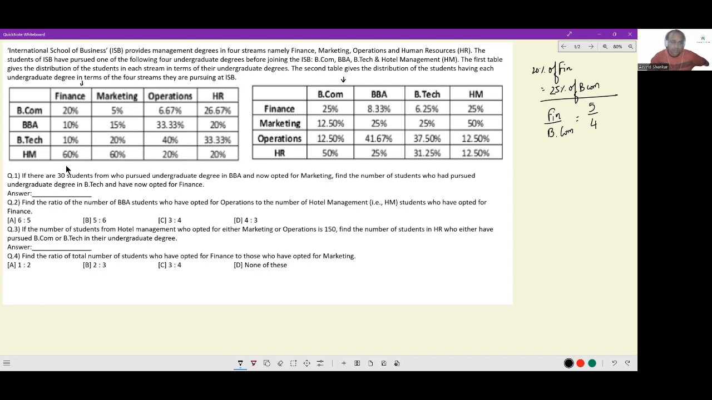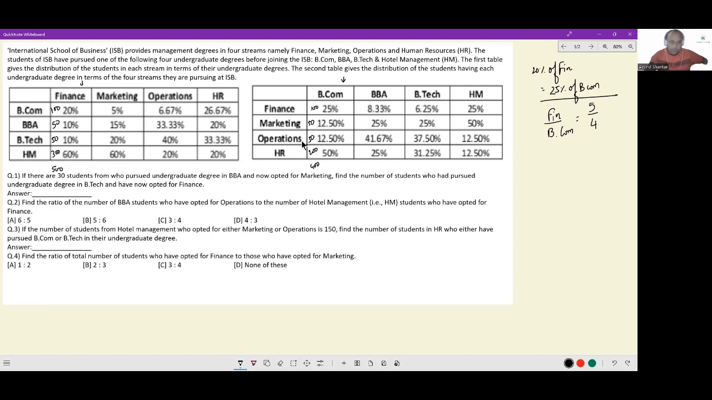Let's say there were 500 finance people and there were 400 BCom people. I'll just write it down. If there were 500 finance people, 300 would come from HM, 10%, so 50 would come from BTech, 50 would come from BBA, and 100 would come from BCom. Correspondingly, if there were 400 people from BCom, you would get 100 from finance, 1/8, so 50 from marketing, 50 from operations, and 200 from HR.